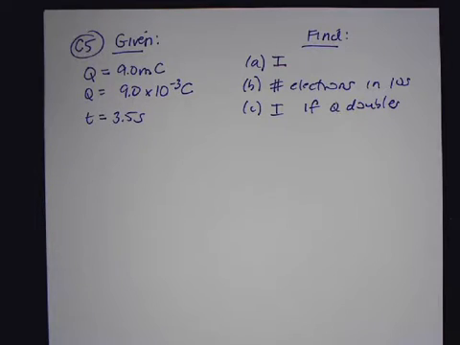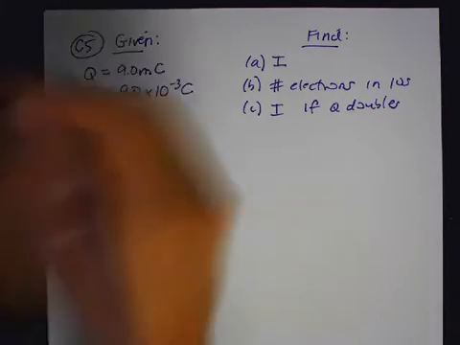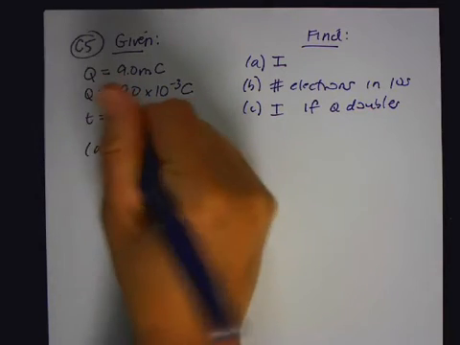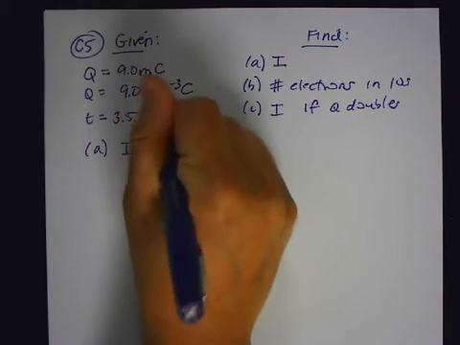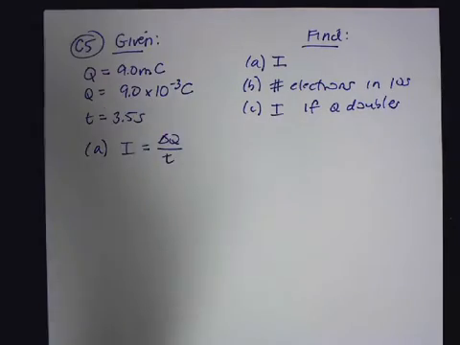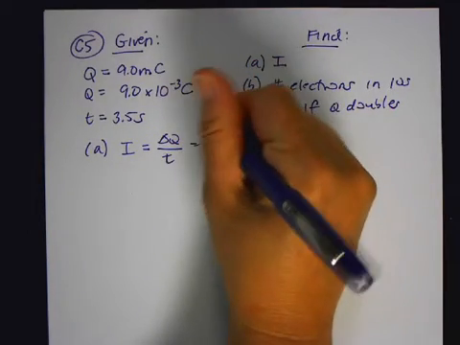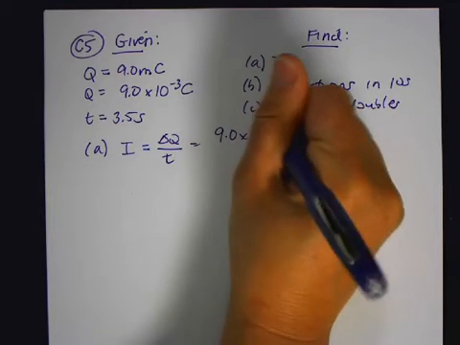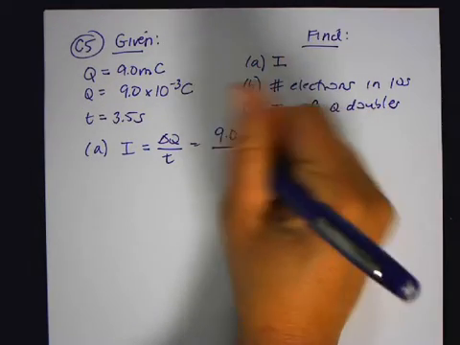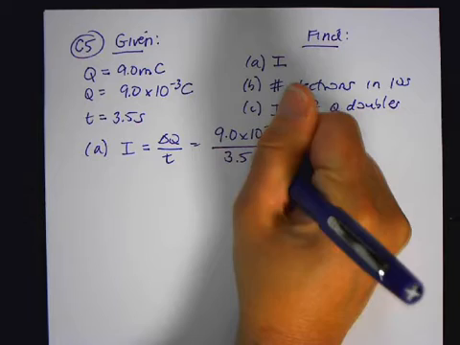So the first part says find the current. So what am I going to write down? Well, I know for practice C, I is equal to delta Q over T. Okay, and we want to solve for I. So I is equal to 9.0 times 10 to the negative 3 coulombs divided by 3.5 seconds.